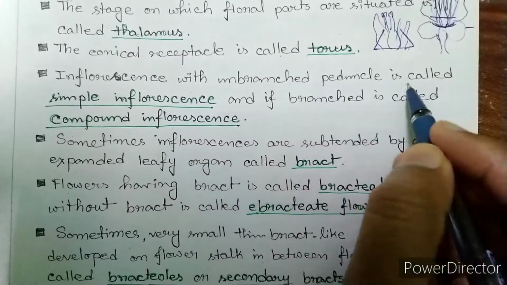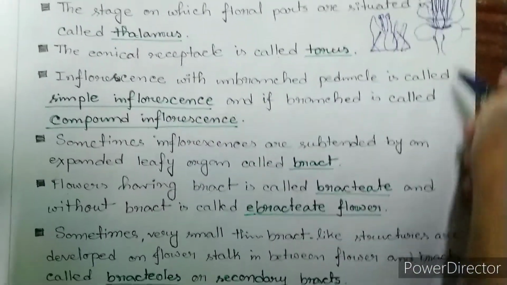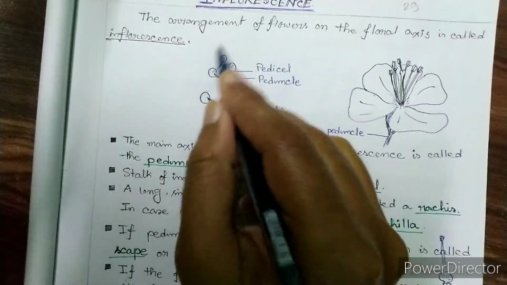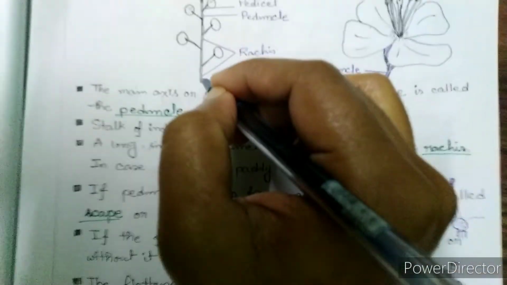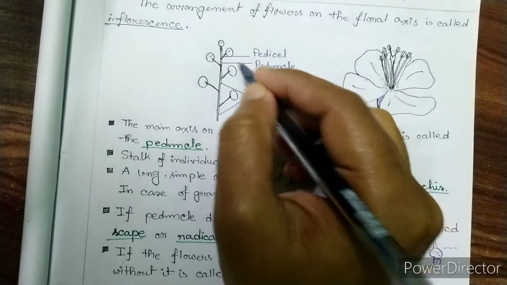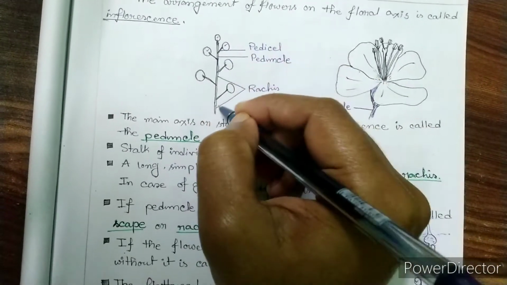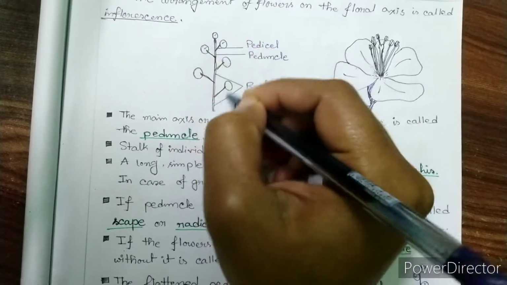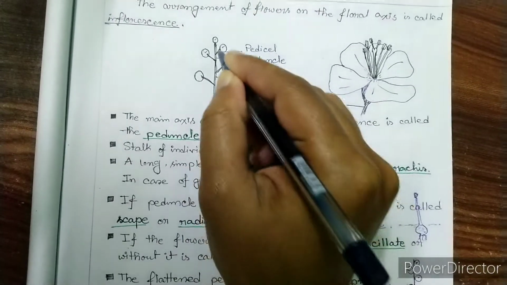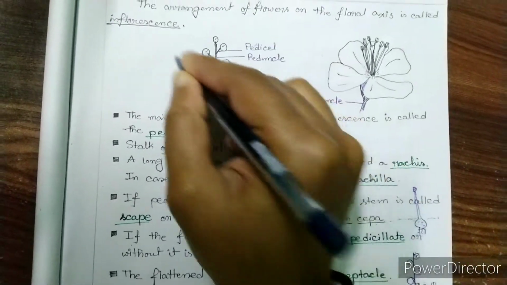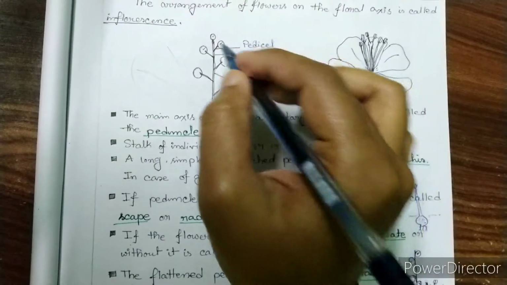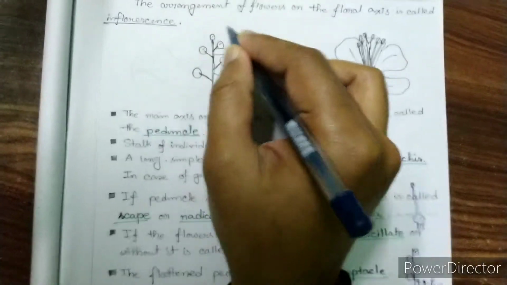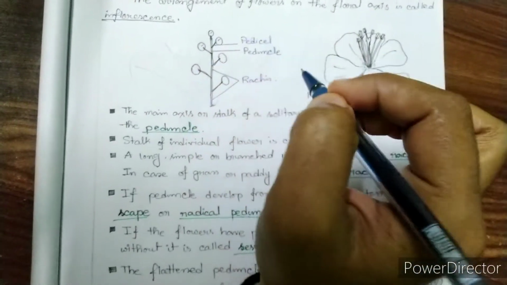Inflorescence with unbranched peduncle, okay. Whenever the inflorescence looks like a simple one, like this one, this is a simple inflorescence. But when this type of structure arises from a single point, like this is the end of the point, and also this type of structure arises from here, from here, from here, then this is called a compound inflorescence, okay. But whenever a single inflorescence is present, then we call this a simple inflorescence, okay.